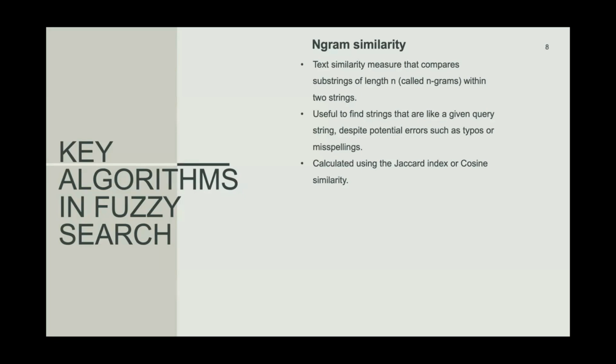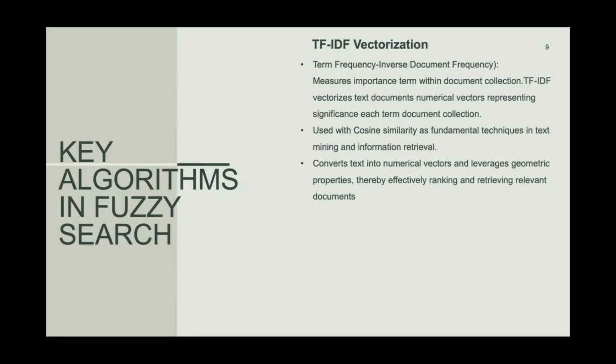And last but not the least is the TF-IDF vectorization. It's called the term frequency and inverse document frequency, which measures the importance of a term within a document collection, and it converts text documents into numerical vectors representing the significance of each term. So with this basic information at our disposal, we will now go to the case studies.